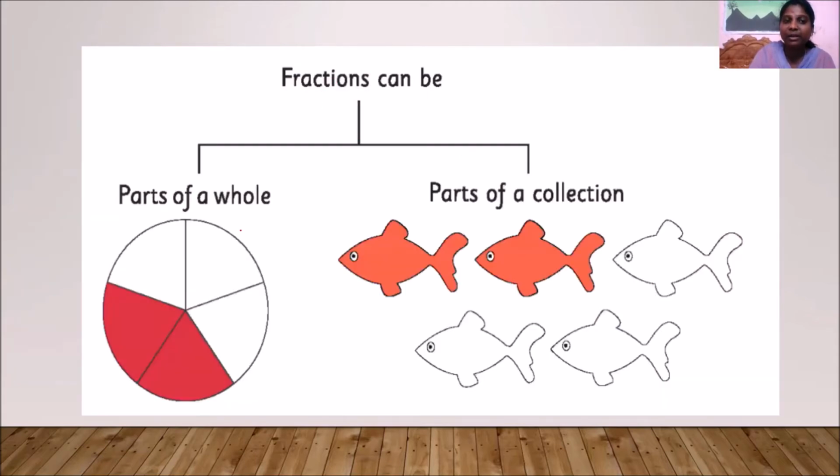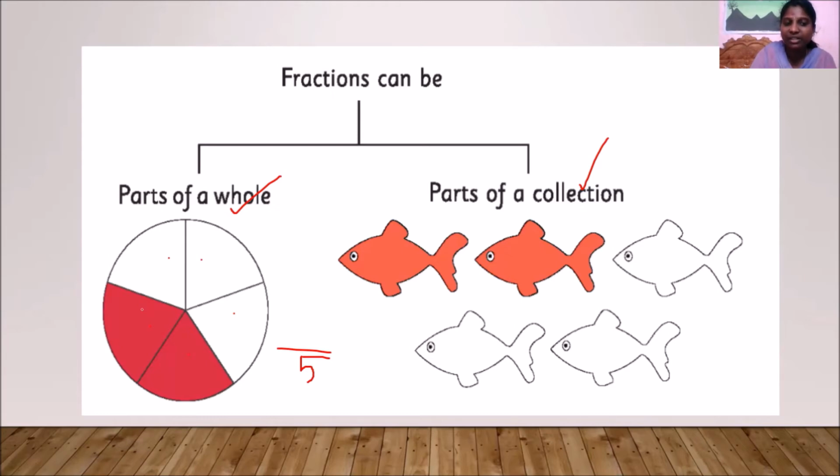Fractions can be parts of a whole or parts of a collection. See the circle here. The circle is divided into how many parts, children? 1, 2, 3, 4, 5. 5 we should write in the denominator. Very good. The shaded portions are?